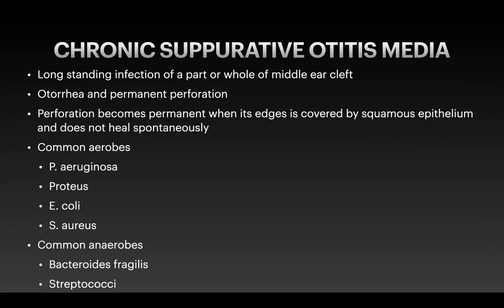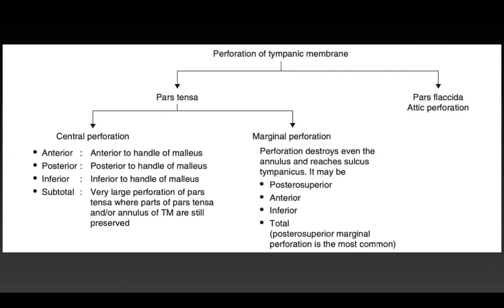Common aerobes involve Pseudomonas, Proteus, E. coli, and Staph aureus, while common anaerobes involve Bacteroides fragilis, and Strep species. This figure is showing the possible location of perforation of TM where it can occur at pars tensa or pars flaccida.